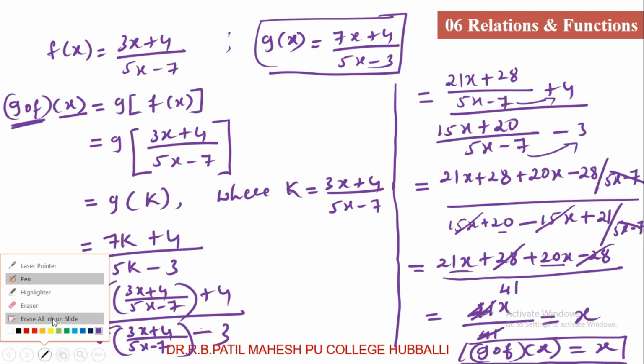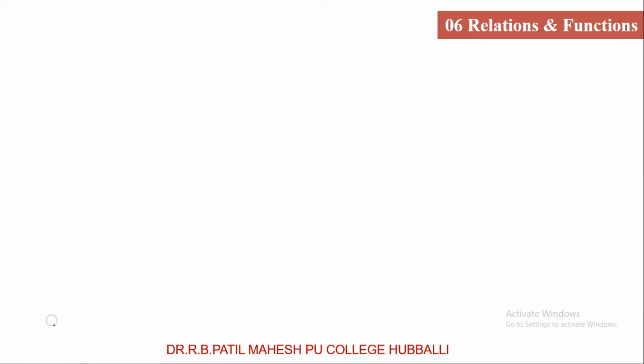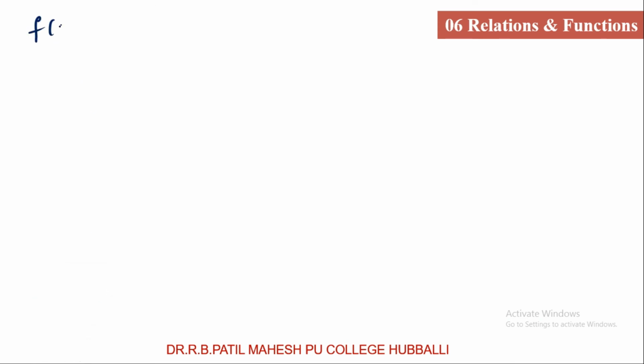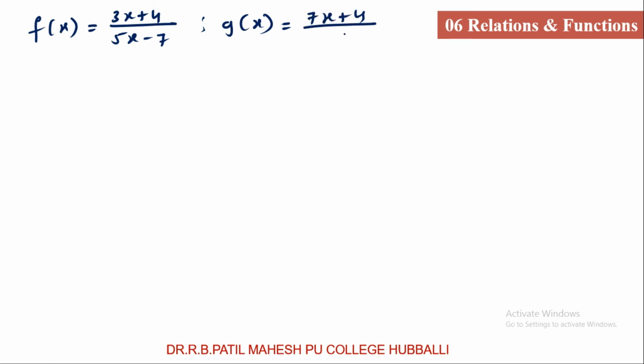Next I have to prove f composition g. For that I will rewrite one more time. f of x is equal to the function 3x plus 4 upon 5x minus 7, and g of x is equal to 7x plus 4 upon 5x minus 3. Now the job is to find out f composition g, because just now we completed g composition f.